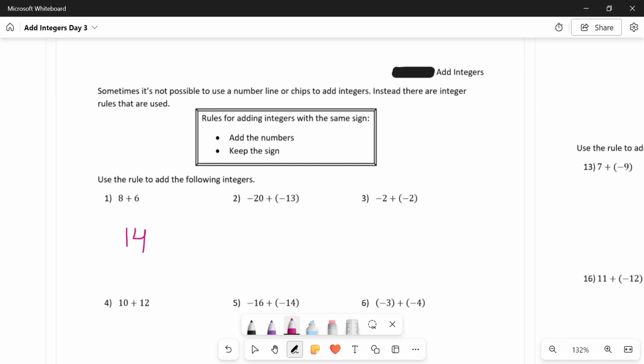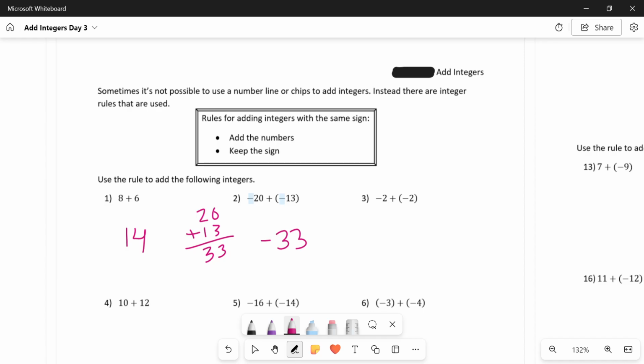Number 2, negative 20 plus negative 13. The signs are the same, so I add them. 20 plus 13 is 33. However, these signs are both negative, so that tells me my answer is a negative 33.